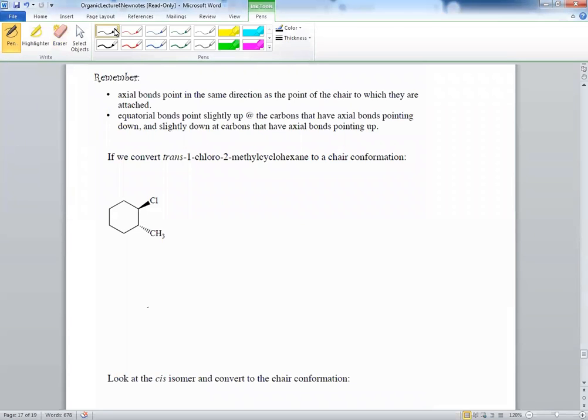Now, what we need to do when we actually draw the chair conformation is look at it slightly differently. Imagine this is now on the floor. It's like a piece of paper thrown on the floor, and you're looking at it from the top. How would Cl look, or this C-Cl bond look? Would it be away, up, down? What is it? It would be up. And this would be down.